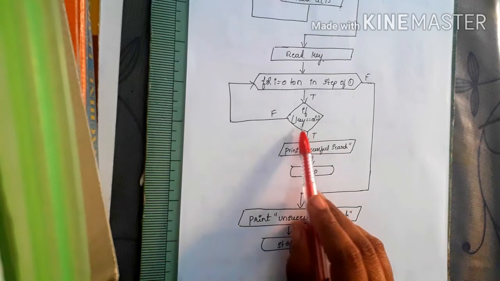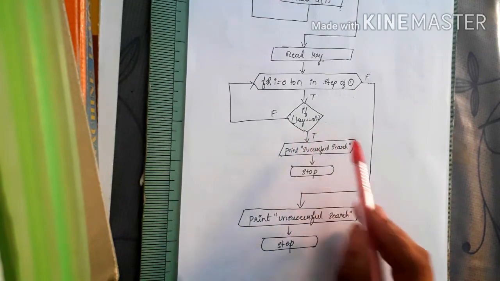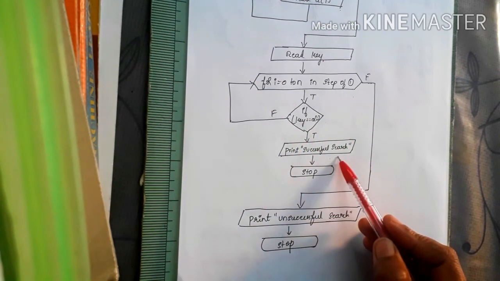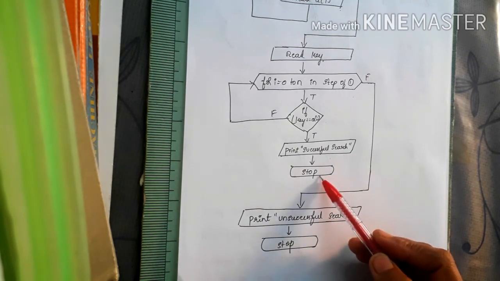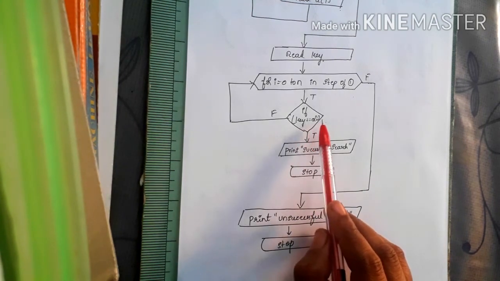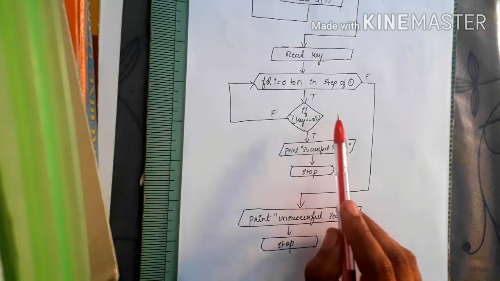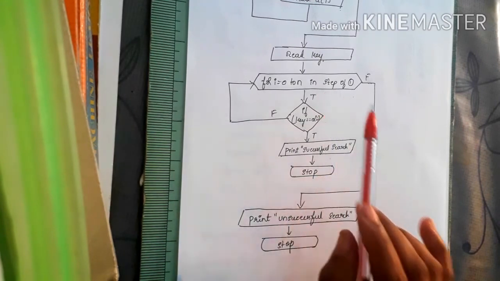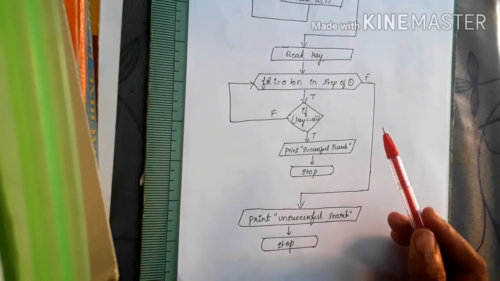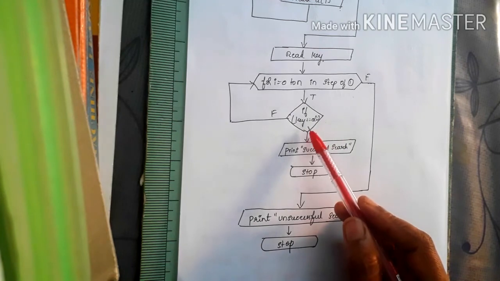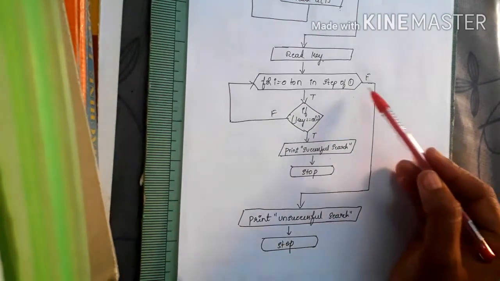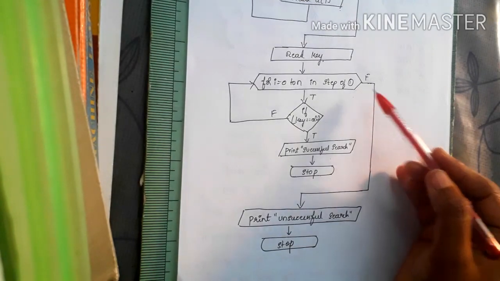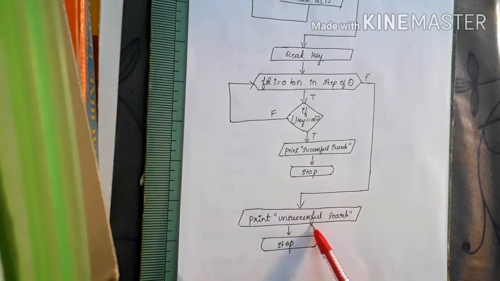After inputting the key element, this for loop structure is used to search the element. In case the key element is matched with any of the array elements, then this program prints the output message successful search, then stops the execution of the program. In case key element is not matched with the array element, then the key element is compared with the next element of the array one by one. In case key element is not matched with any of the array elements, in that case, this for loop condition becomes false and the program prints the message unsuccessful search. Then stop.